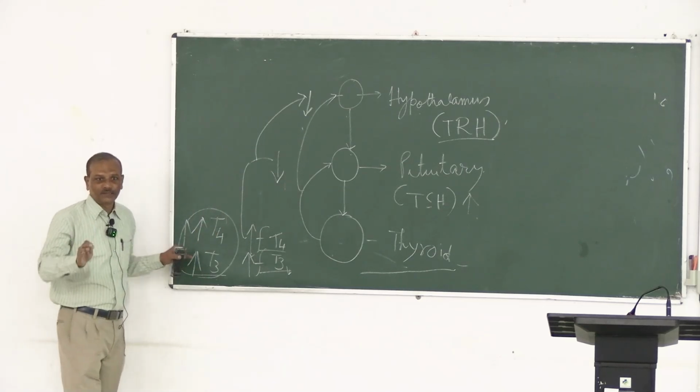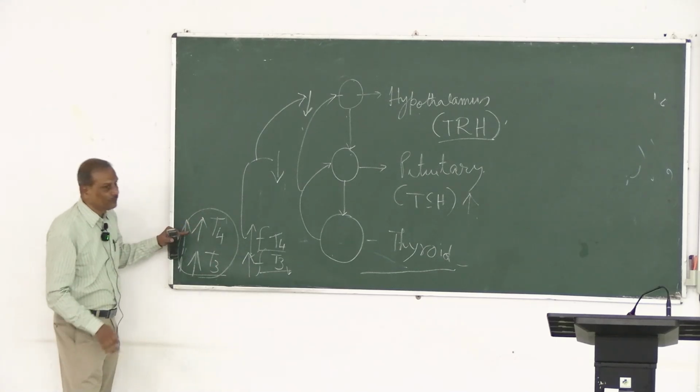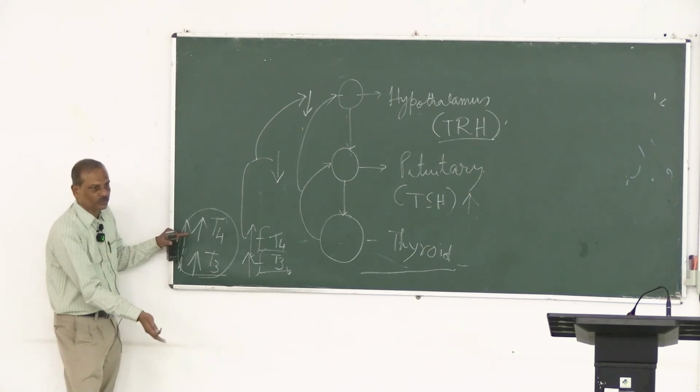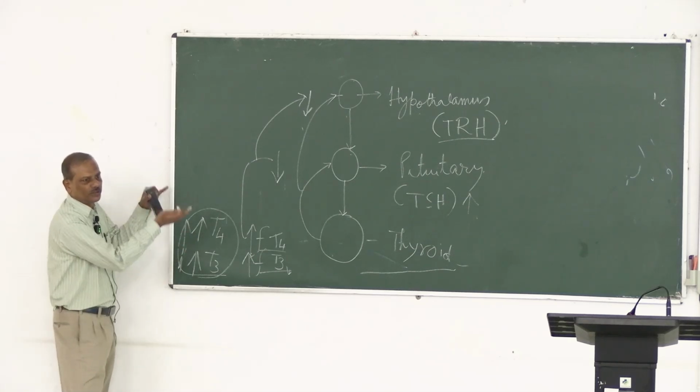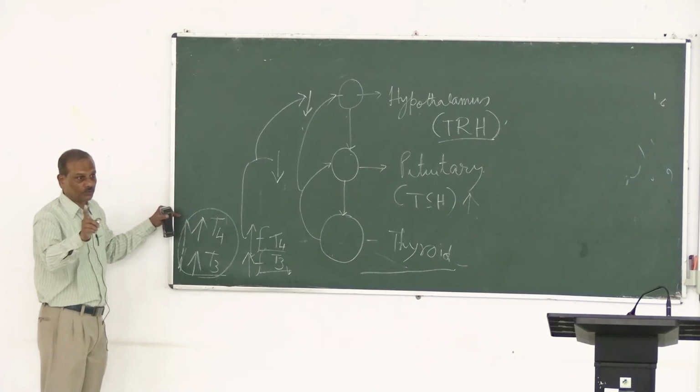Now, if the TSH level is very low, look at the FT4 and T3 level. T3 level will be higher. T4 level will also be higher. FT4 will also be higher. FT3 will also be higher. Because of the reserve capacity, as I told you, 0.3 and 3%. Remember that thing.